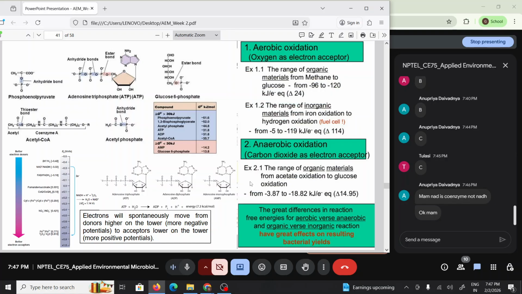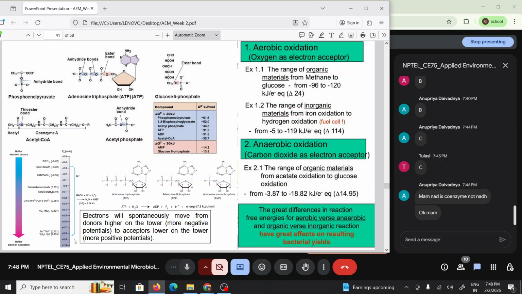So with that, we just sum up whatever we saw. And in order to talk about all these things, and about the phosphate bonding, how much energy the bond holds, how much free energy the bond holds, all of that is present here. The important thing to note is the one in the bottom left corner, which is the electron tower. In this electron tower, the electrons will spontaneously move from donors to acceptors, and donors are generally present higher on the tower, with more negative potential, whereas the acceptors are present on the lower end of the tower with more positive potential.